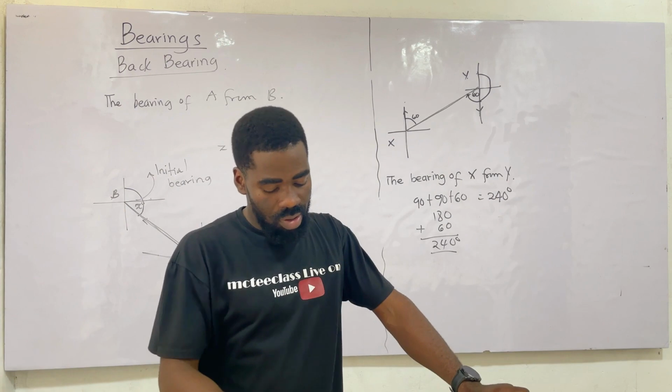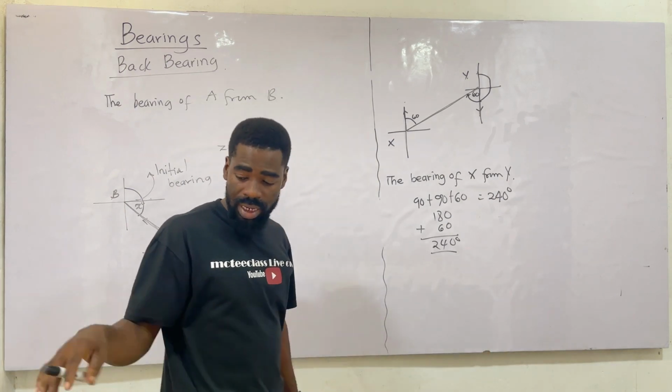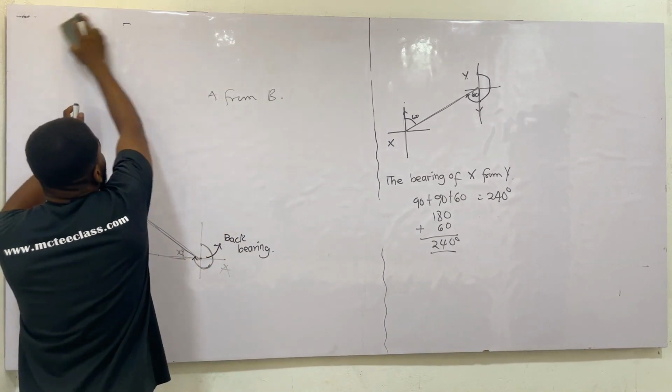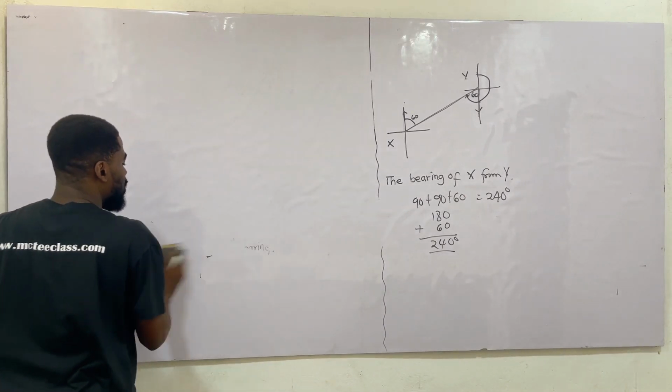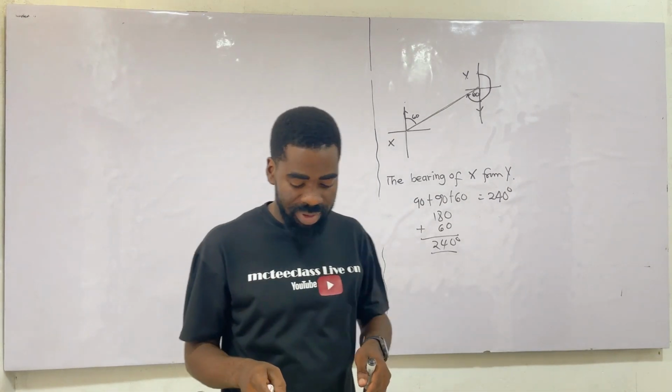Basically, this is how your bearing is done. Very, very simple back bearing. So this is my back bearing. Let's try another example. Then I will give you a short way of doing bearings in case you have Section A. There's no need to draw all this, but it is very important for the students to know.